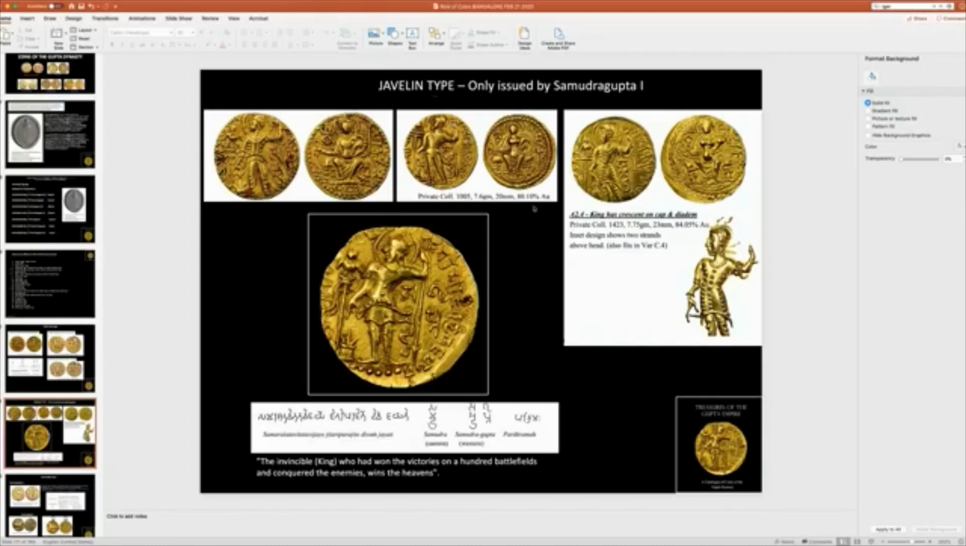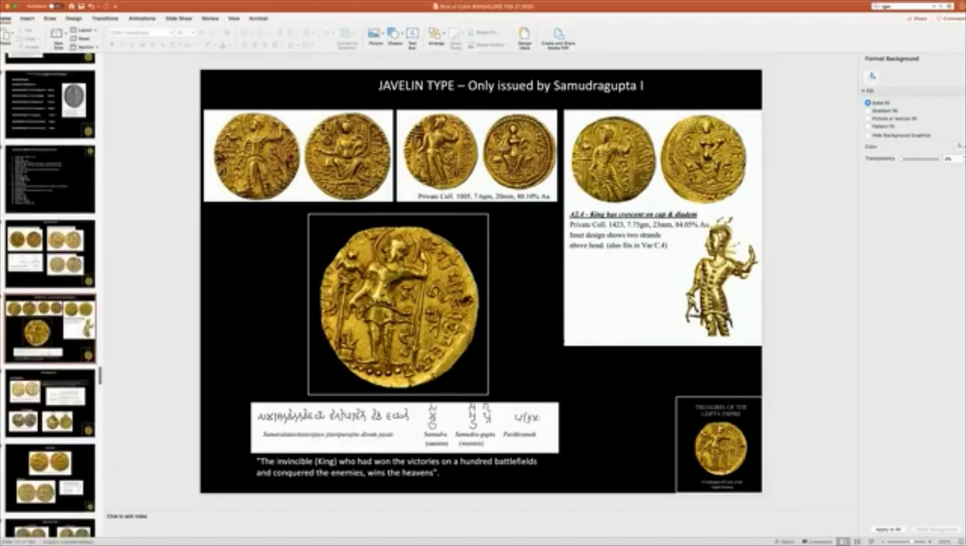So this specific legend, this obverse legend written in Brahmi script and Sanskrit language, basically is talking about how he is in his militaristic phase. It says, the invincible king who had won victories on 100 battlefields and conquered the enemies wins the heavens. And he's shown here, of course, doing the worship. Right? Okay. Moving on to the next one.